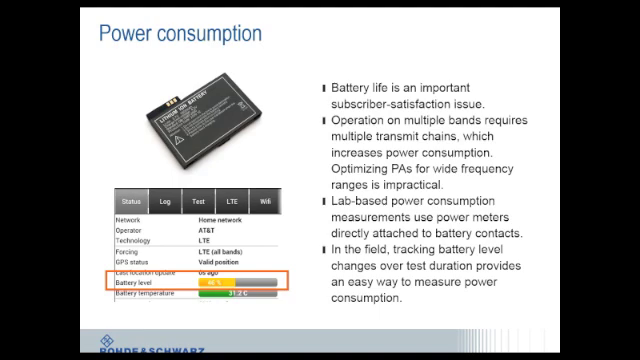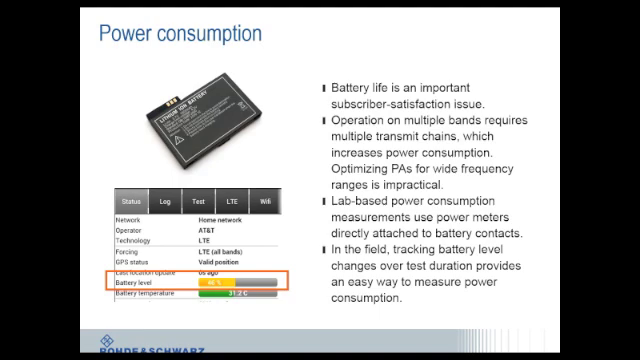Now, I've been referring to battery life considerations a number of times so far, and it truly is a growing problem as UEs become more and more complex. With carrier aggregation, we know that operation on multiple bands requires multiple transmit chains, which of course increases the power consumption. So how do we monitor this issue?